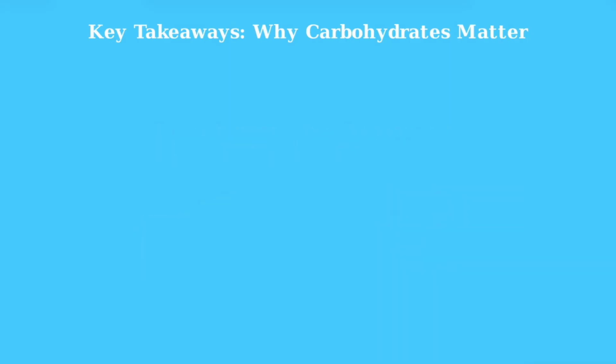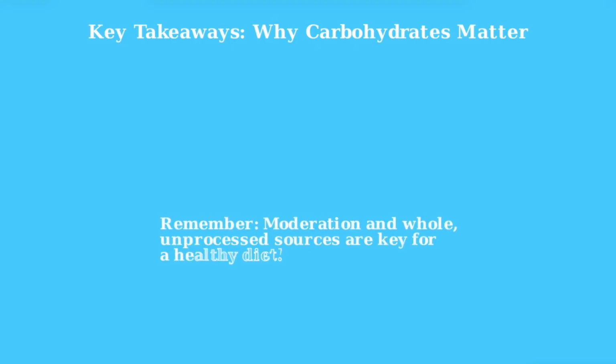Monosaccharides are simple sugars like glucose, galactose, and fructose, the building blocks. Polysaccharides like starch have alpha linkages that our bodies can easily break down for energy, while cellulose's beta linkages give us dietary fiber. In summary, carbohydrates matter because they fuel our bodies, build structures in nature, and support our health when chosen wisely. Remember, moderation and selecting whole, unprocessed sources are key for maintaining a healthy diet.